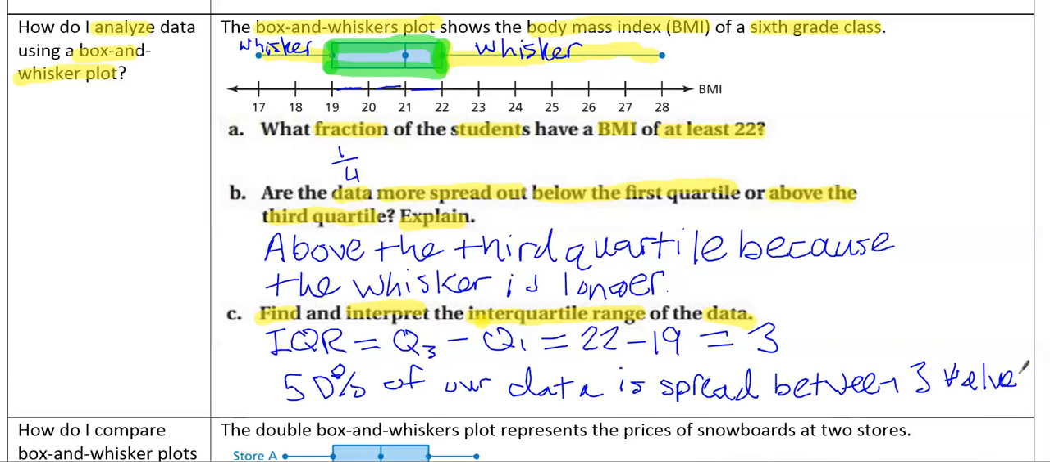And I could have answered that a lot better now that I'm thinking about it. The middle 50% of our data is spread between 3 values. And really, couldn't we say the middle 50% of 6th graders have a body mass index spread about just 3 values? Yeah, I could have done a lot better with this, but so be it.